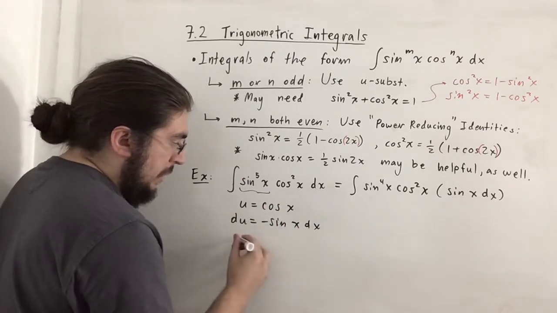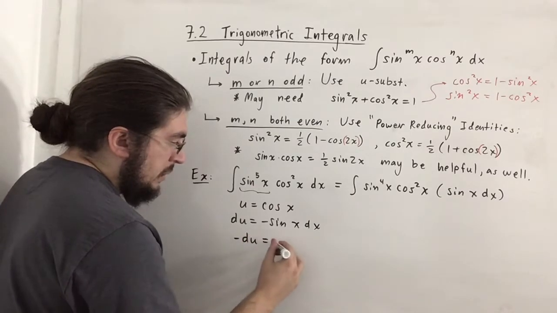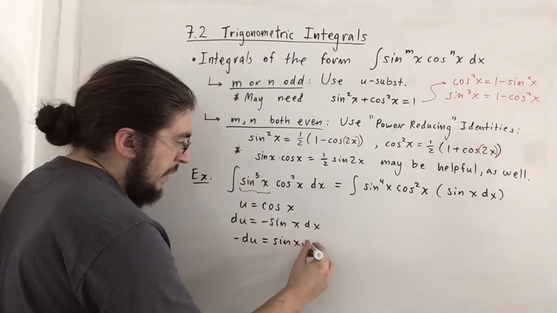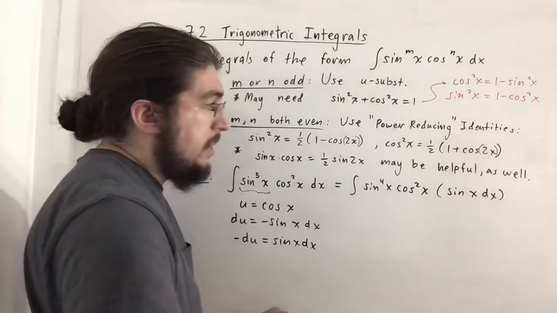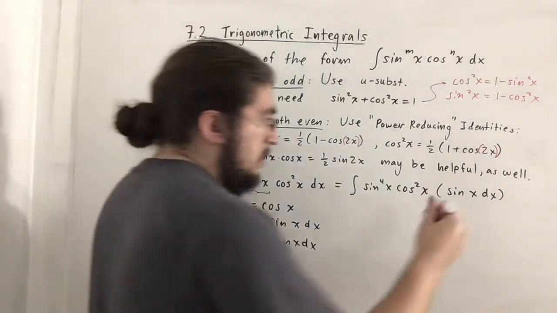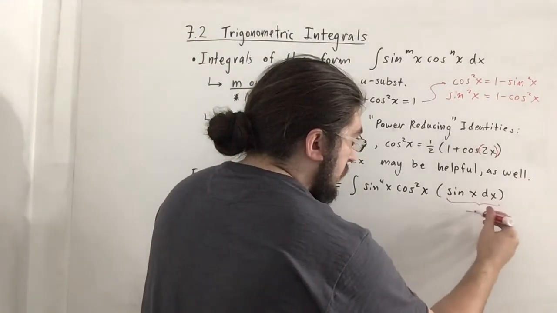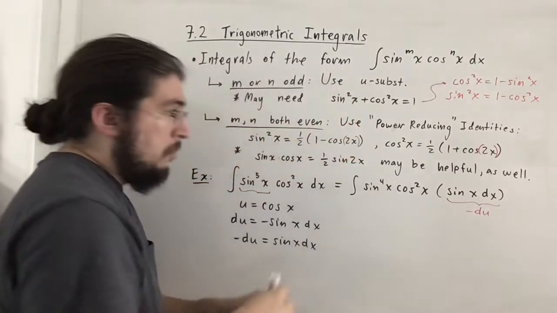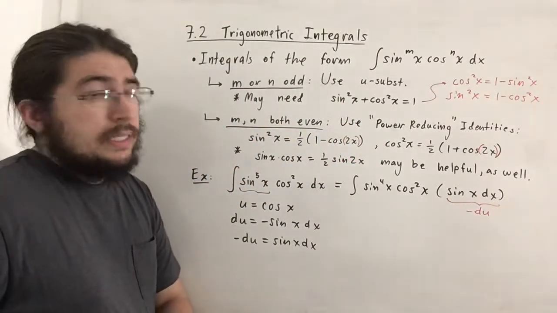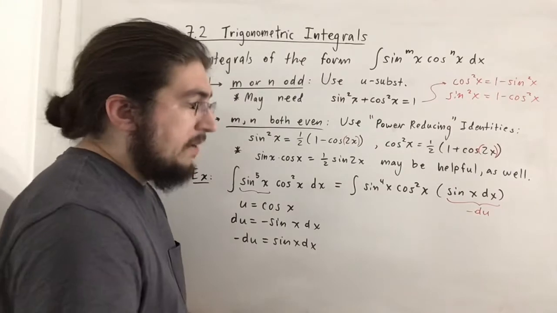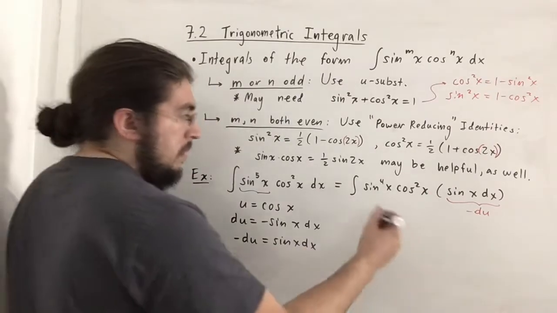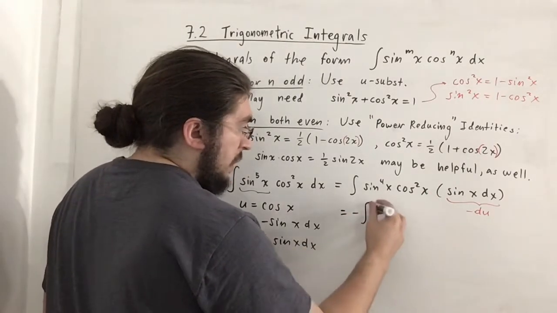And notice what this implies is that negative du is equal to sine of x dx. And of course we have a sine of x dx right here. So we can now replace this with negative du. And that negative sign I'm actually going to pull out in front of the integral because it's a constant essentially. Imagine negative 1 times du. So I'm going to do that, pull the negative 1 out.